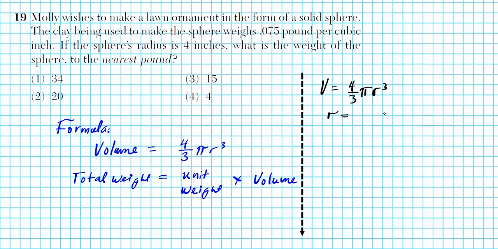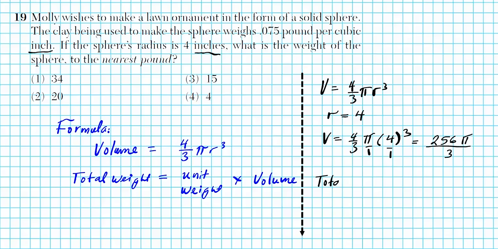The radius is 4 inches. We're going to make sure that the units agree, and they do, so that's good. So volume is going to be 4/3 pi times 4 to the third power. If we multiply across, 4 times 4 to the third is 4 to the fourth power, which is 256 pi divided by 3. Just multiply the numerators, and imagine that there are ones here, then multiply the denominators across. Okay, so let's find out the total weight.